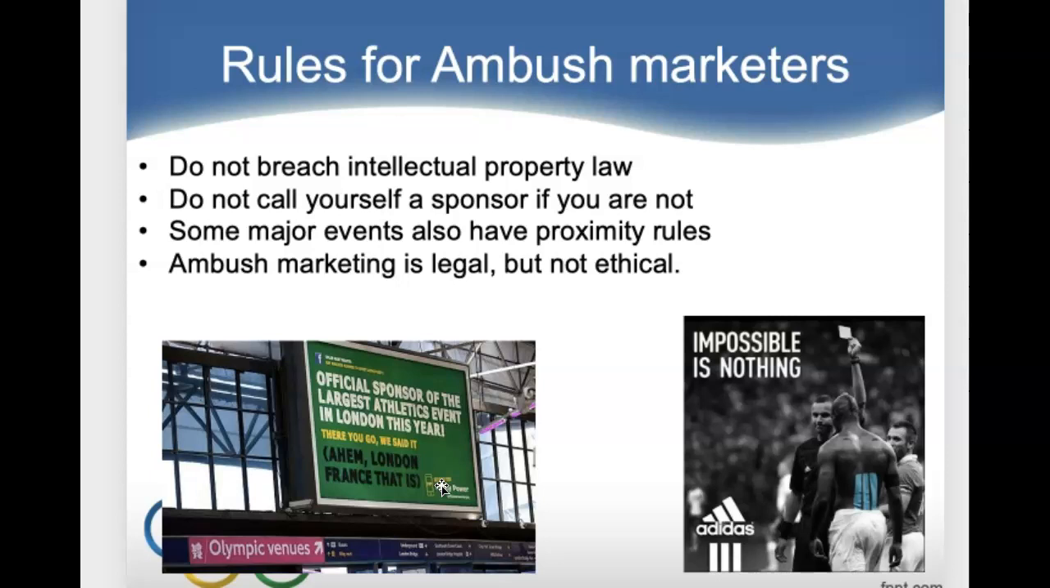Also, some major events have some additional rules. We'll talk about how the Olympic Games does have some additional rules. Also understand one thing: ambush marketing is not illegal, but sometimes maybe it's not quite ethical. When we talk about this unethical behavior, it's from an event's perspective. It's also from the sponsors' perspective, because sponsors pay a lot of money to associate themselves with these events, so it's unethical from a sponsor's perspective. But from a non-sponsor's perspective, that's just a marketing strategy, right?